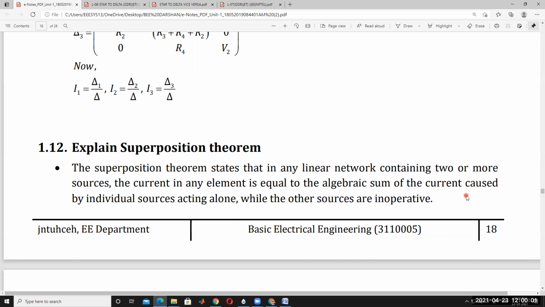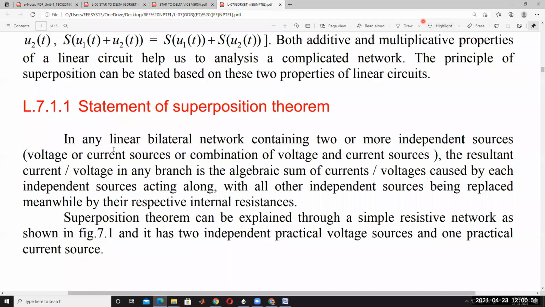Okay, in a circuit, the current in any element is equal to the algebraic sum of currents caused by the individual sources acting alone, while other sources are inoperative. So this is the statement of superposition theorem. Here, consider any linear bilateral network. That means the current flowing in the two directions is the same, and the resistance parameters of the circuit cannot be changed.